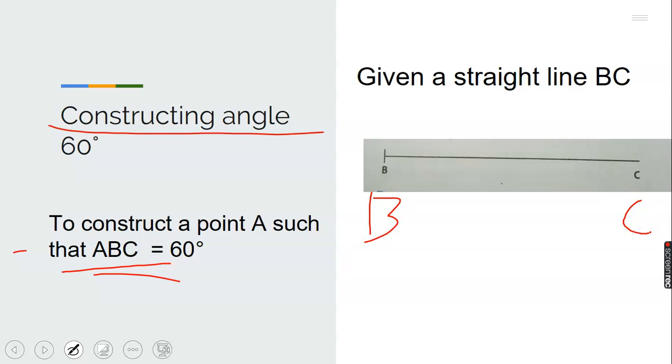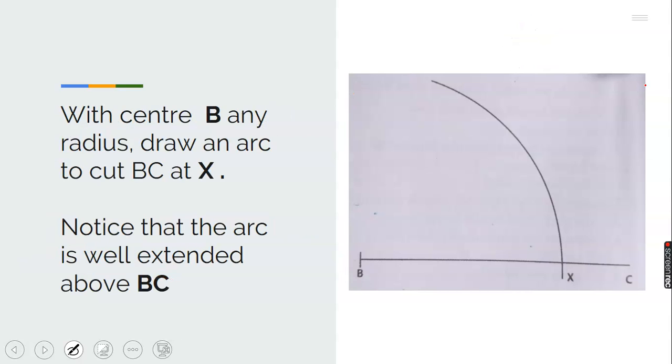Now, the point we are looking for is now A. How do we do that? Now, given a straight line BC with center B and any radius. Look at your compass again. You can choose to open it to any convenient size you want. Now, just know that the sharp end of the compass will be on B. That's where I said with center B. Then, from where you now have this, you draw an arc.